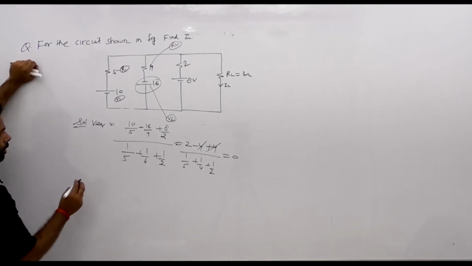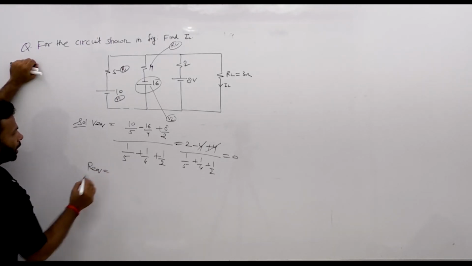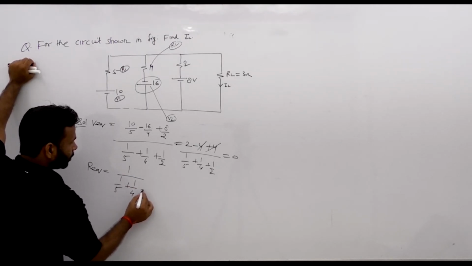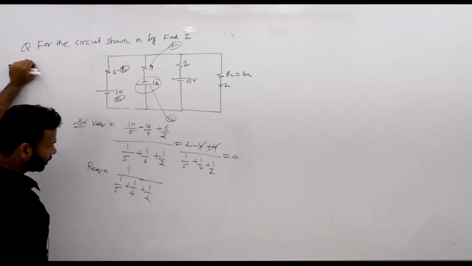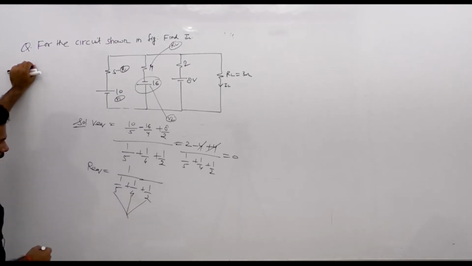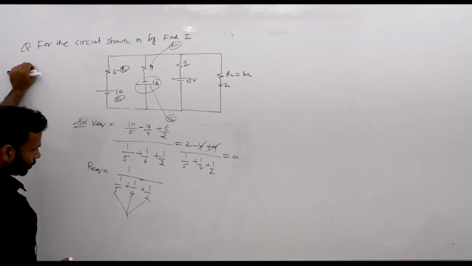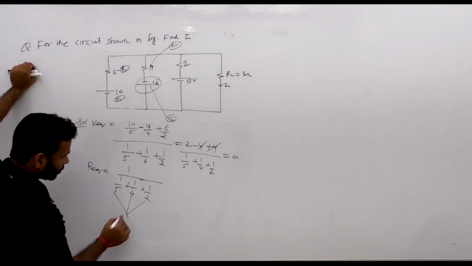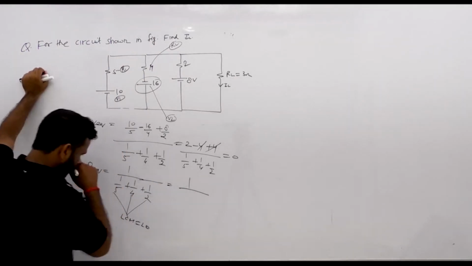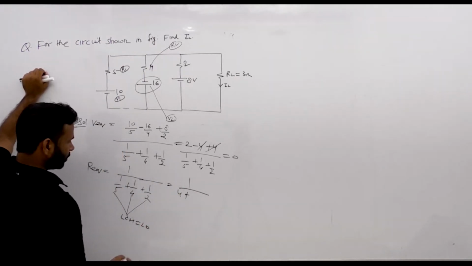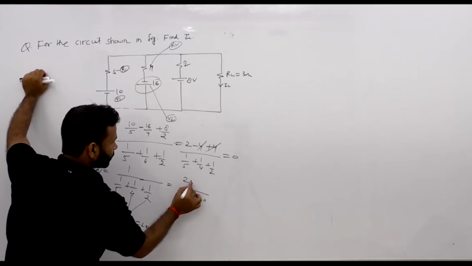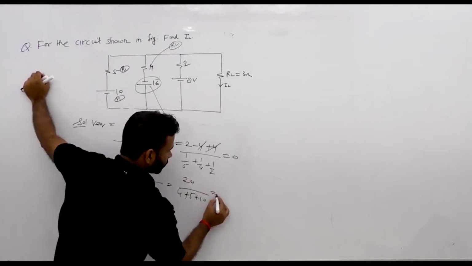Now the next part: if we solve for R equivalent, what will come? R equivalent, if you remember, is 1 over (1/5 plus 1/4 plus 1/2). So what should be the LCM? The LCM should be of 5, 2 and 4. So if we take the LCM, it should be 20, LCM is 20. Okay till here. So if we take LCM as 20, it is 4, 5 and 10, and 20 is upside, so it is 20/19.